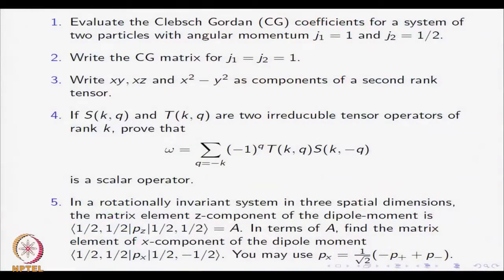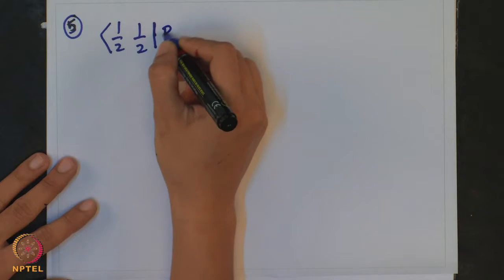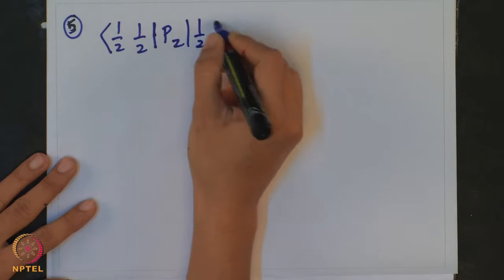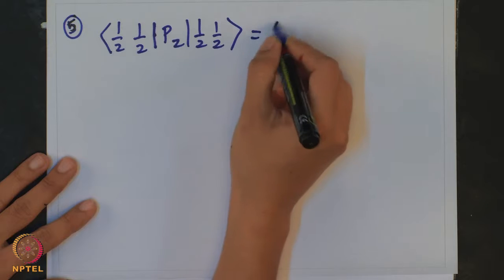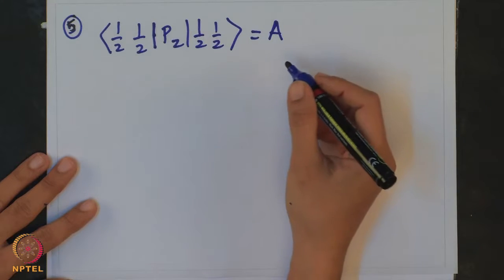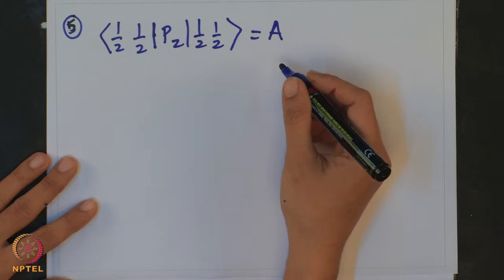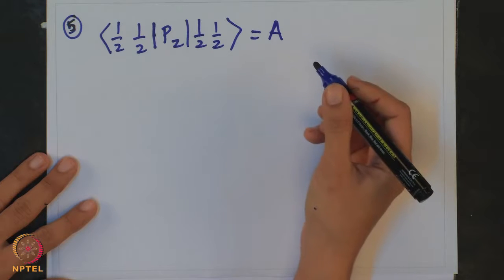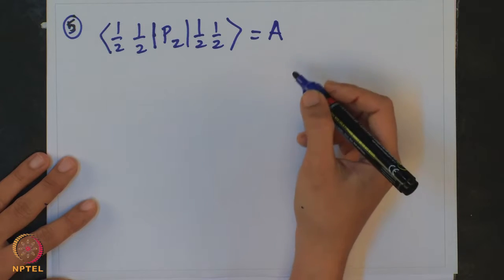So, the problem given to you is: in a rotationally invariant system in 3 space dimensions, the matrix element of the z component of the dipole moment, that is <1/2| Pz |1/2>, is given to you as some value a, and in terms of a we have to find the x component of the dipole moment. Some hint is given to you.